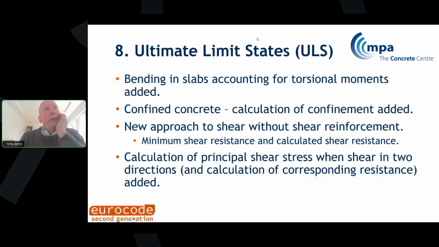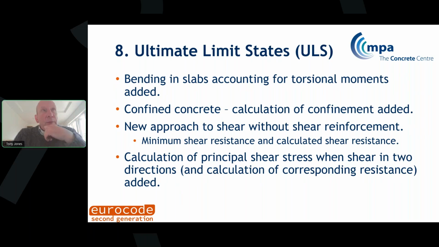In the ultimate limit state, we now have explicit requirements to consider torsional moments in slabs. So this is really recognising the fact that finite element analysis of slabs is almost the norm now, whereas perhaps it wasn't when the first generation was being drafted. And we used to sometimes get arguments about where torsional moments should be accounted for and how to account for them. So that's clear now.